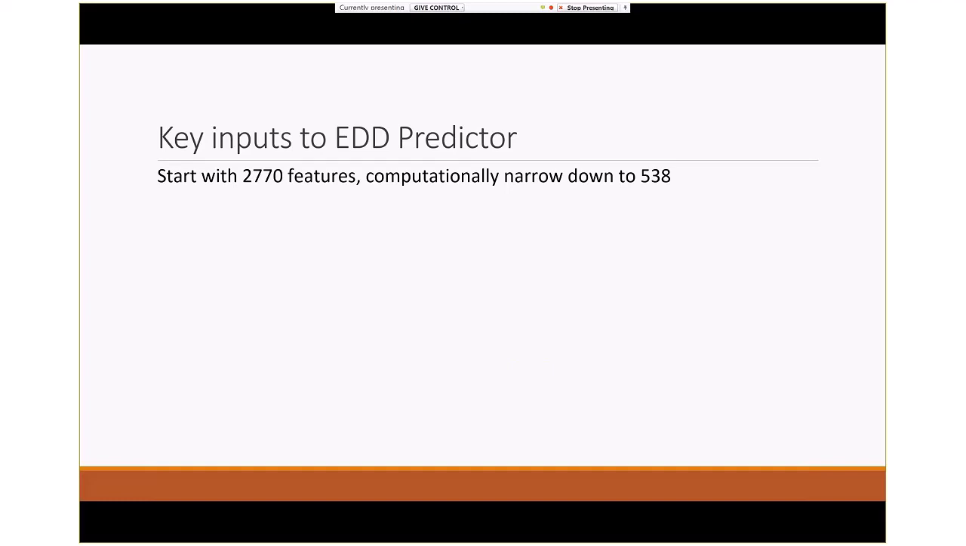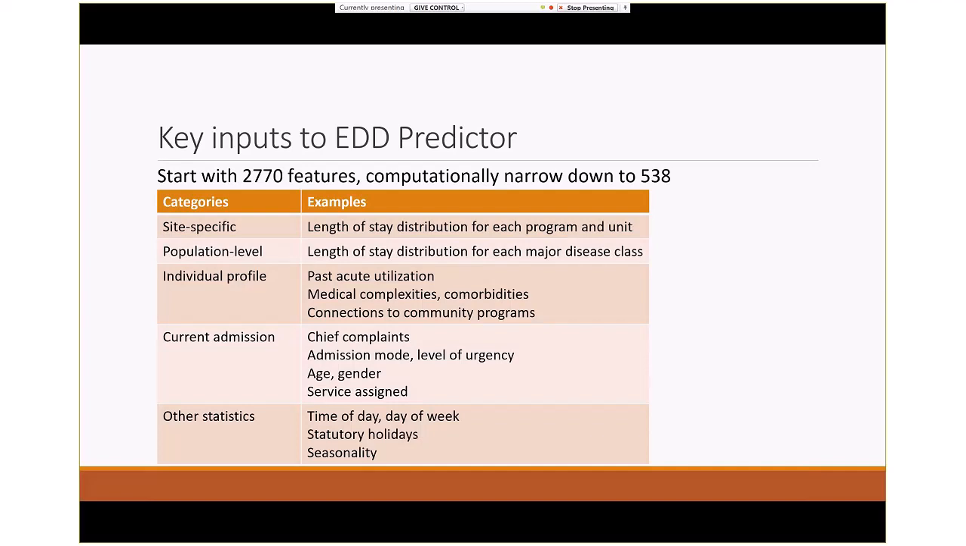A review of how we predict length of stay: we start with almost 3,000 features from our data set, and then we computationally narrow it down to just slightly over 500. These include many different categories, such as length of stay distribution. Historically, for a particular program like medicine or a particular unit, we also look at historical length of stay distribution for the major disease category.